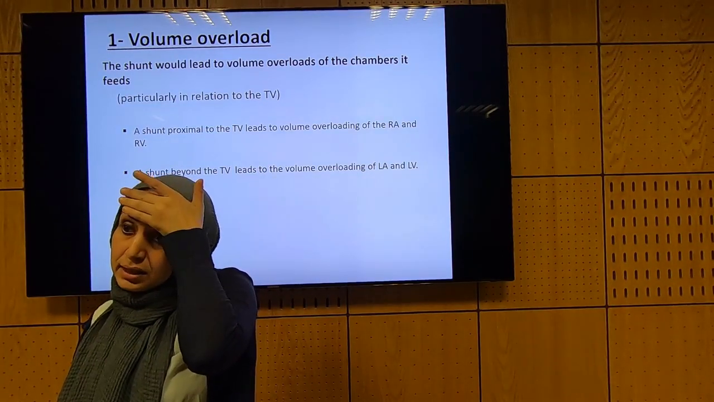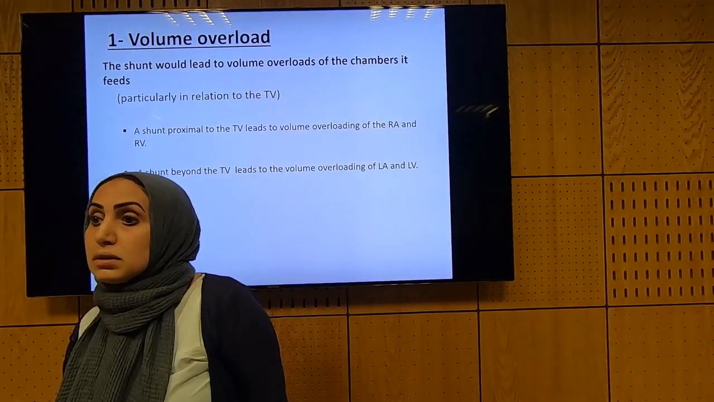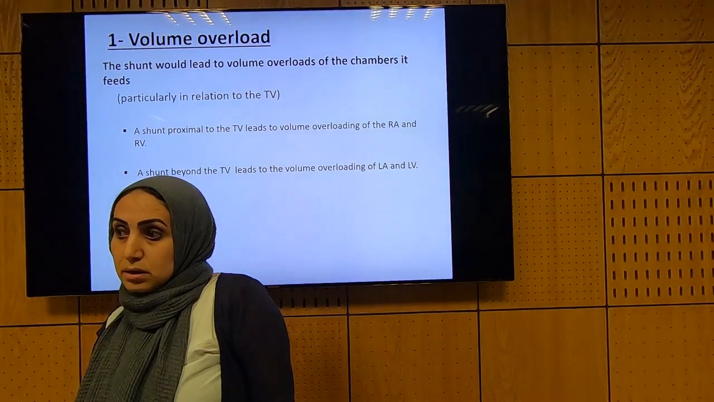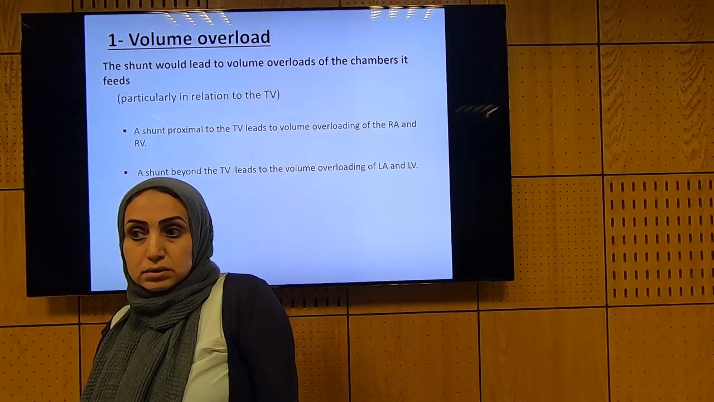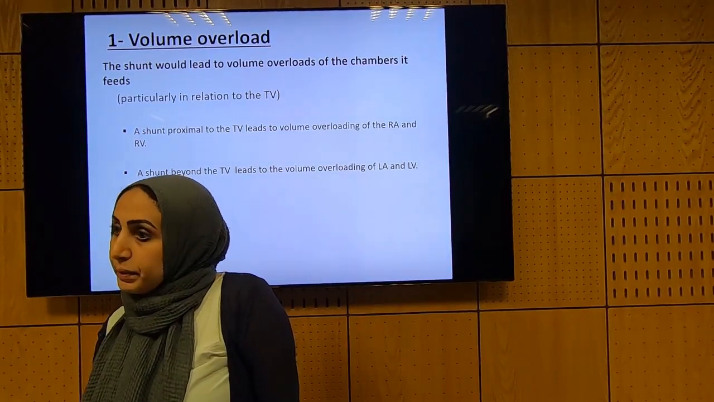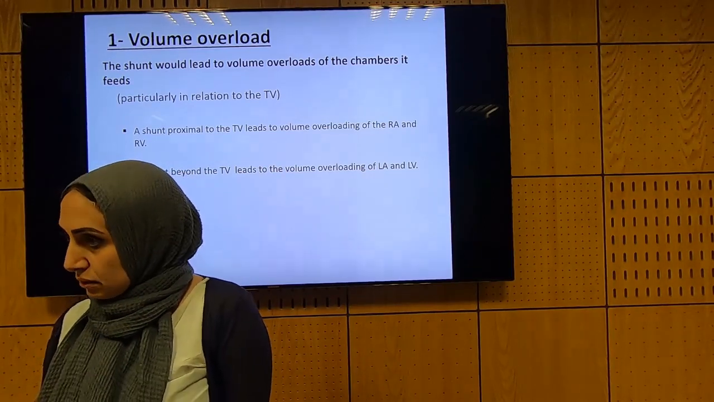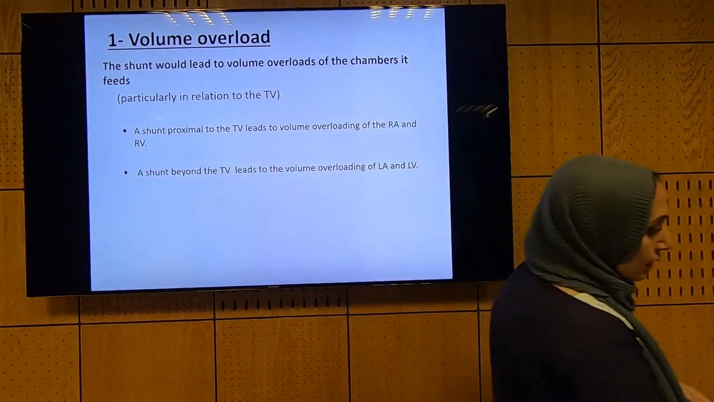If I have a VSD, is it above or below the tricuspid? Below. It will dilate the left side. Why? Because the LV fills in diastole. The shunt will not be in diastole, it will be in systole, so the blood will not remain in the ventricle to be dilated. Is that clear? Okay, we will have some exercise now.